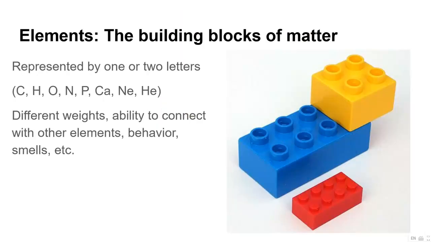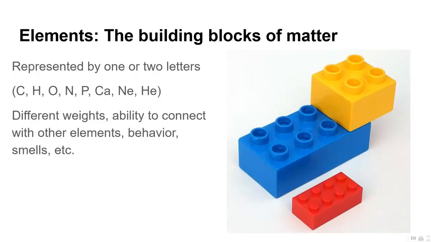Okay, so first of all, the building blocks of matter are called elements. In biology, the elements are as far back as we go, and these are represented by one or two letters. So for example, C represents carbon, H for hydrogen, oxygen, nitrogen, phosphorus, and sometimes you have elements that are two letters, okay, calcium, neon, and helium. Yes, we represent those by one or two letters, okay?